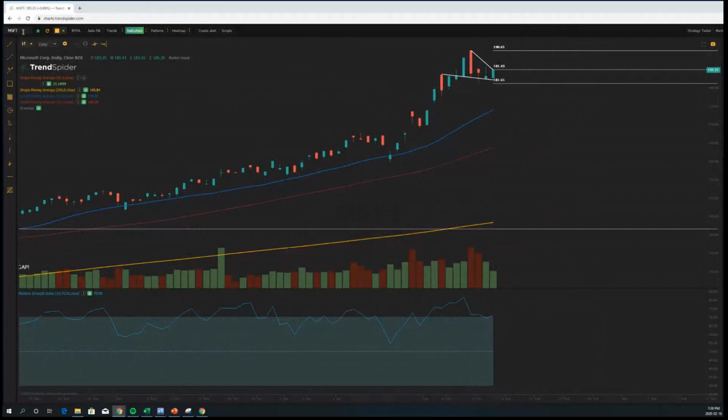With it being an election year, even though I don't follow U.S. politics, I'm willing to bet Trump pushes this market as he usually does into the election, because it's going to make a lot of people happy.